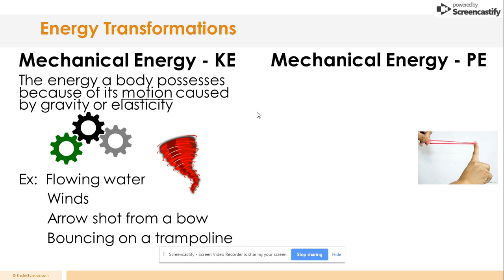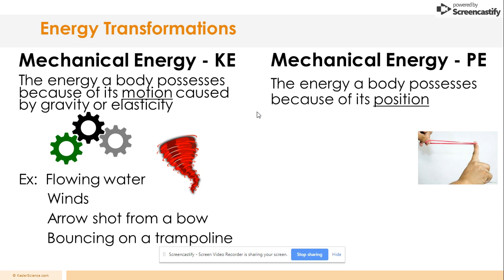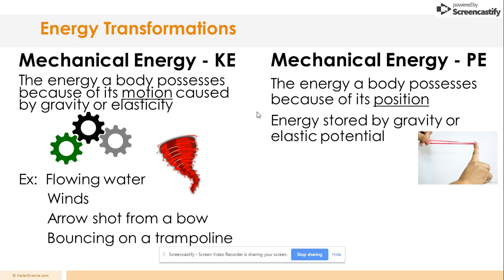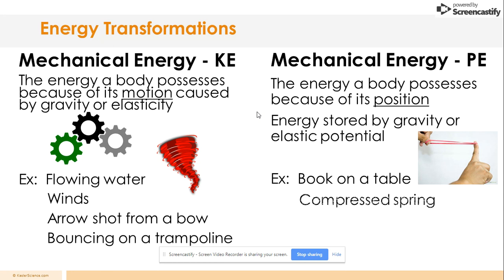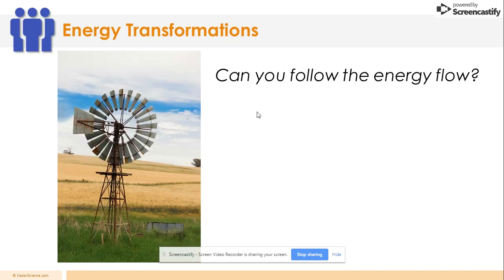But sometimes mechanical energy can be potential energy. And this is the energy a body possesses because of its position. And it's being stored by gravity or elastic potential. These would be things like the book on a table. It has potential to fall and be in motion. A compressed spring, which has potential to release, or a rubber band pulled back, like in this picture. Can you follow the energy flow?